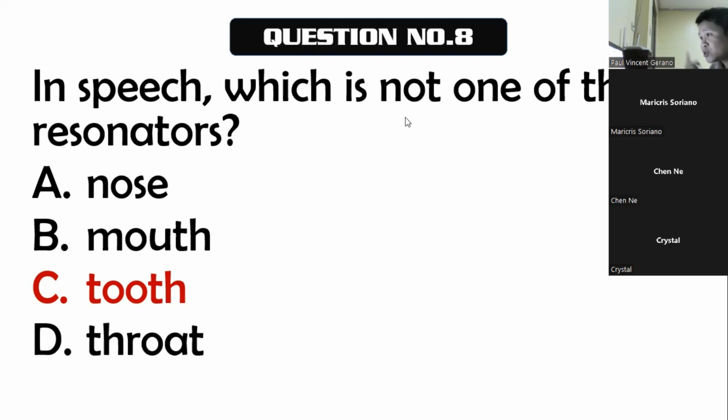Resonators are the parts of the body that vibrate in harmony with your voice. Here are some of the resonators we have: chest, tracheal tree, larynx, pharynx, oral cavity, nasal cavity. Your oral cavity is your mouth, your nasal cavity is your nose, and your sinuses. These vibrate when you speak. This is a question on speech and oral communication. So tooth is not one of the resonators. Number 9.